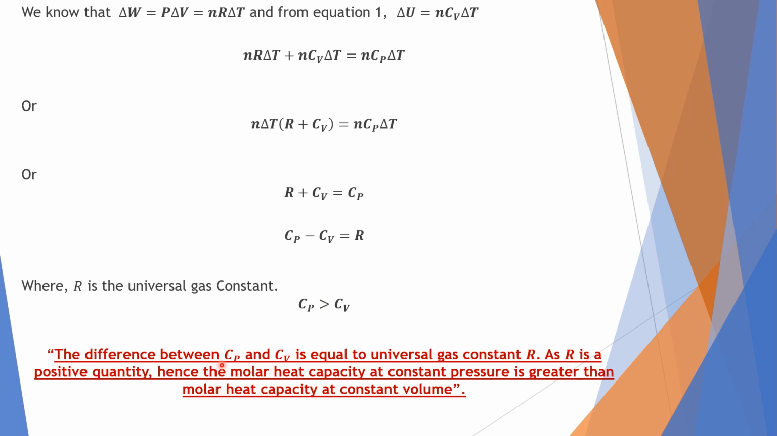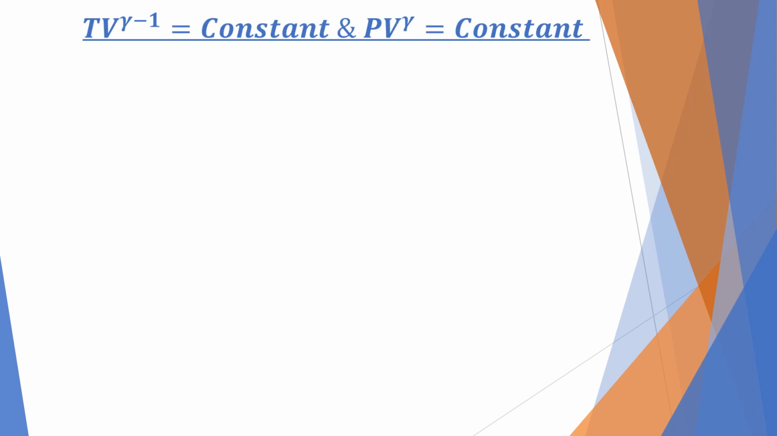So the difference between Cp and Cv is equal to the universal gas constant R. As R is a positive quantity, hence the molar heat capacity at constant pressure is greater than the molar heat capacity at constant volume. At the end, I am going to derive TV to the power gamma minus 1 is constant and PV to the power gamma is constant, where this gamma is Cp upon Cv, that is the ratio of molar heat capacity at constant pressure to the molar heat capacity at constant volume.